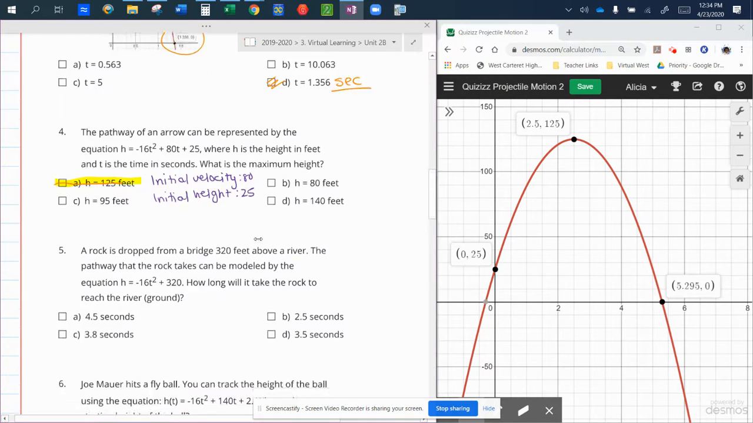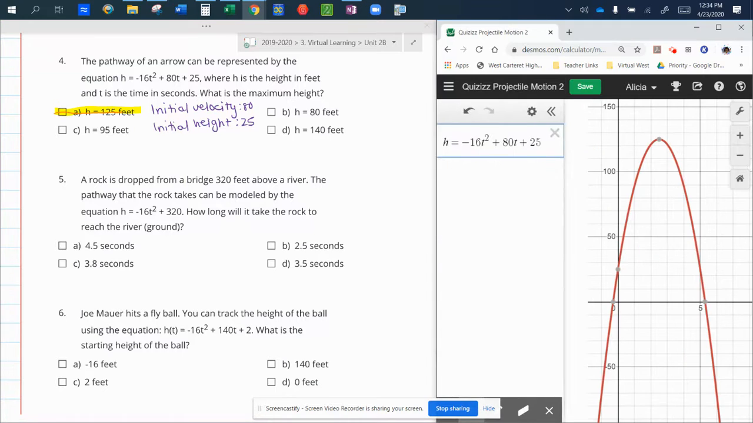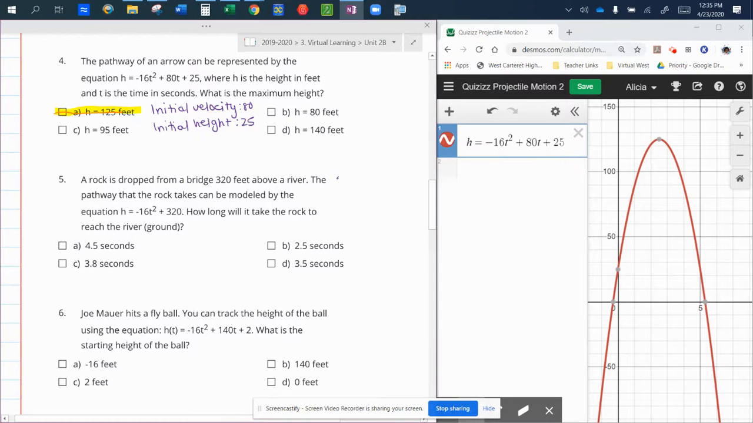All right, let's look at number 5. A rock is dropped from a drawbridge 320 feet above a river. The pathway that the rock takes can be modeled by the equation h equals negative 16t squared plus 320. How long will it take the rock to reach the river or the ground? So what happened to our t term?